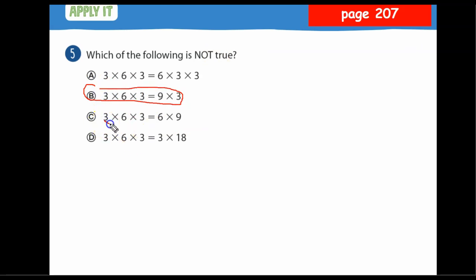Because look here at C. What's 3 times 3? 9. They have this right here, and then I have the 6 left over. That's true. Here they added, what's 6 times 3? 18. So 6 times 3 is equal to 18. If 6 times 3 is on the left, 18 is on the right. That's correct. Plus they have the 3 left over.